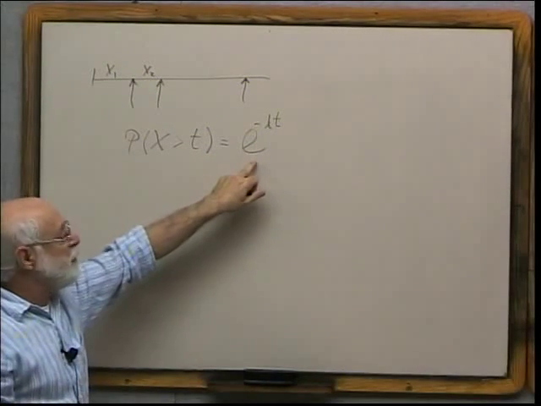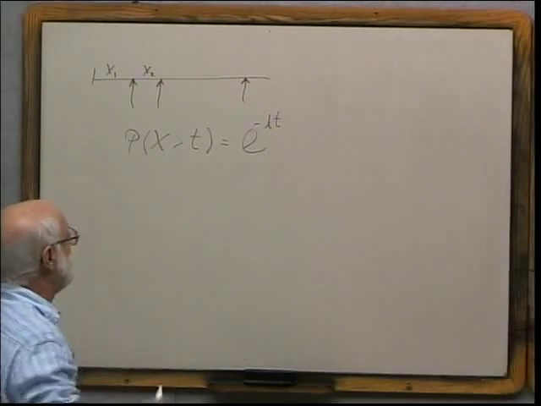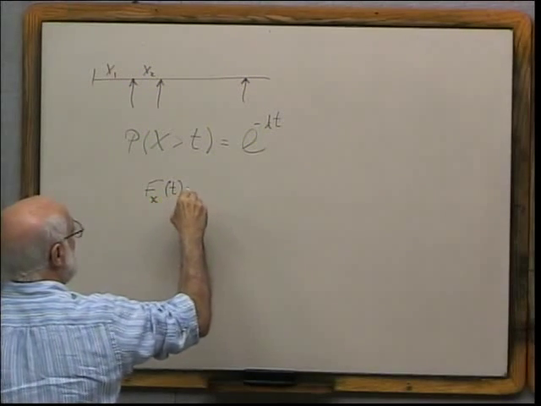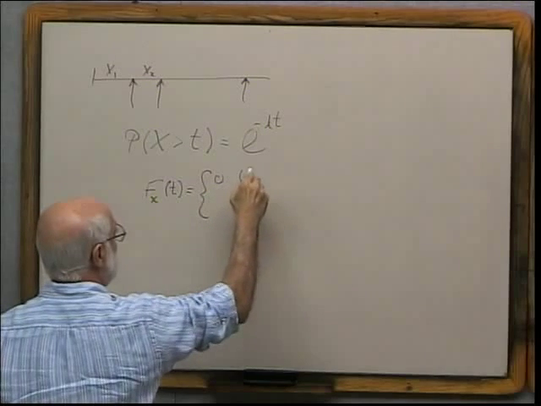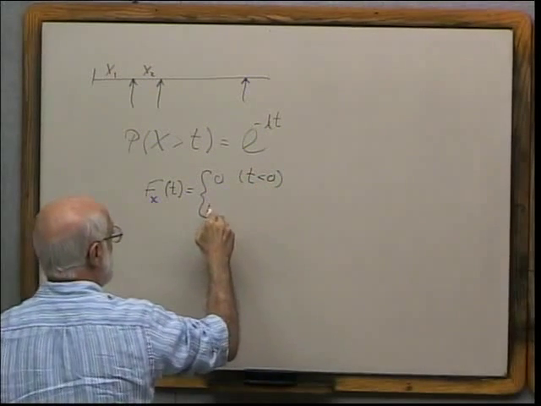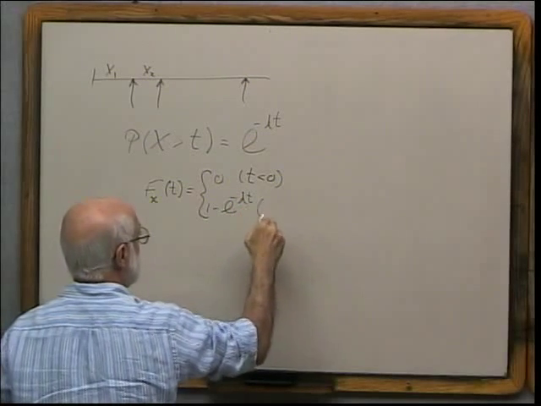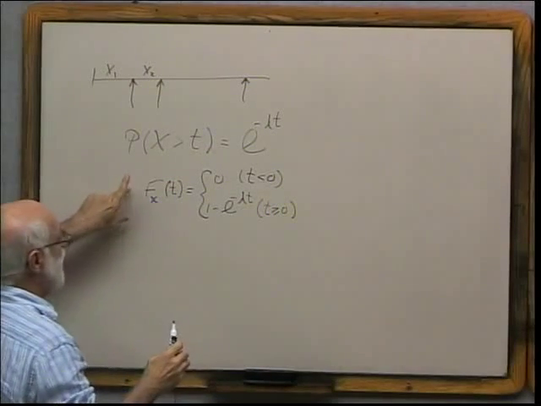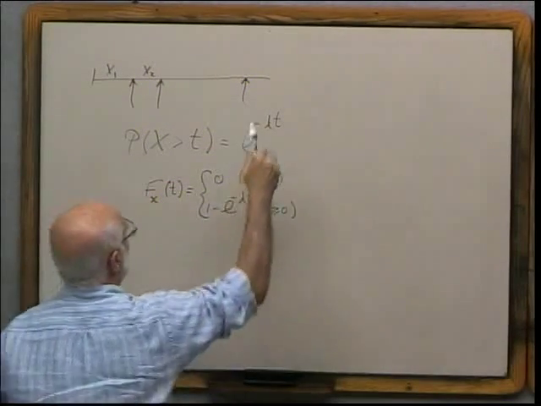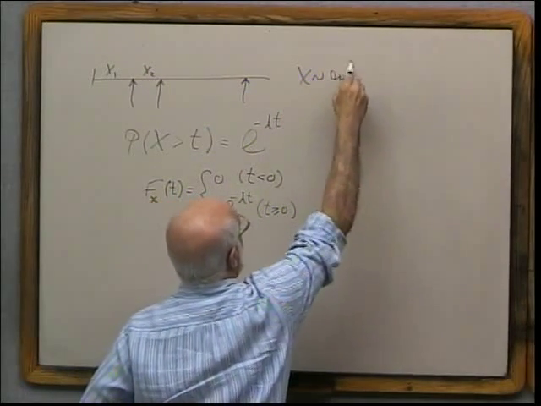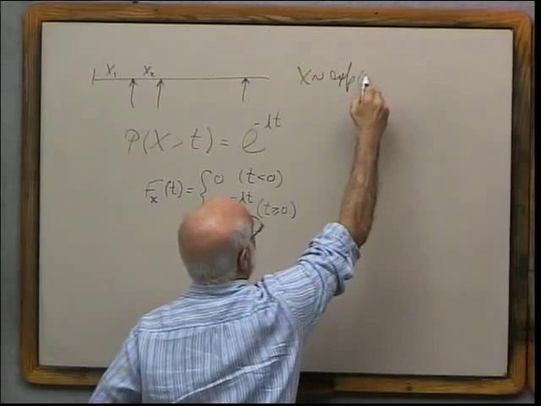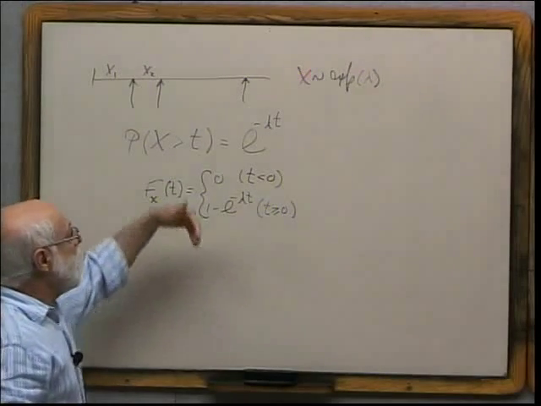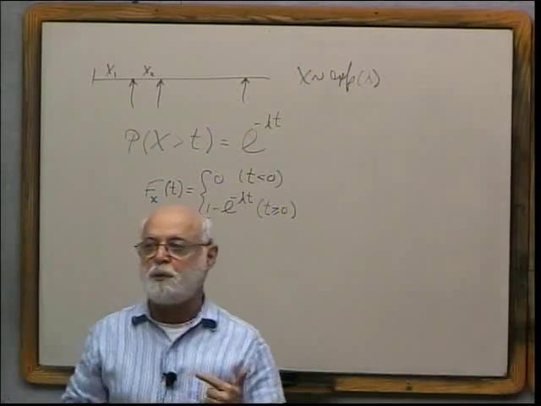And any random variable that has this distribution is said to be exponentially distributed. So the distribution function for this random variable is 0 when t is negative, and 1 minus e to the minus lambda t when t is not negative. And any random variable that is described by this, we say that x is exponentially distributed, exp, with parameter lambda. And then we showed that the exponentially distributed random variable has this memoryless property, which is very important.